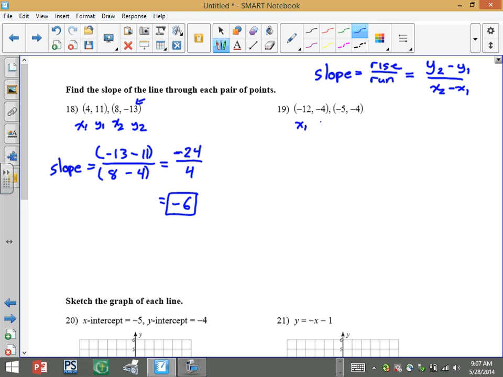Number 19, we'll do one more of these. Label my points. So negative 4 minus negative 4 over negative 5 minus negative 12. This ends up being 0 over 7, for a slope of 0. Remember, if 0 is in the denominator, we could have problems, but in the numerator, it's okay.